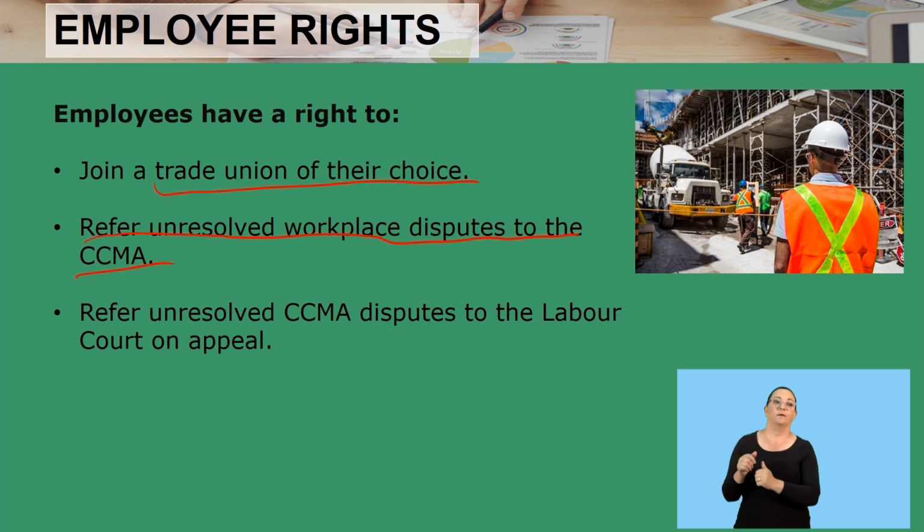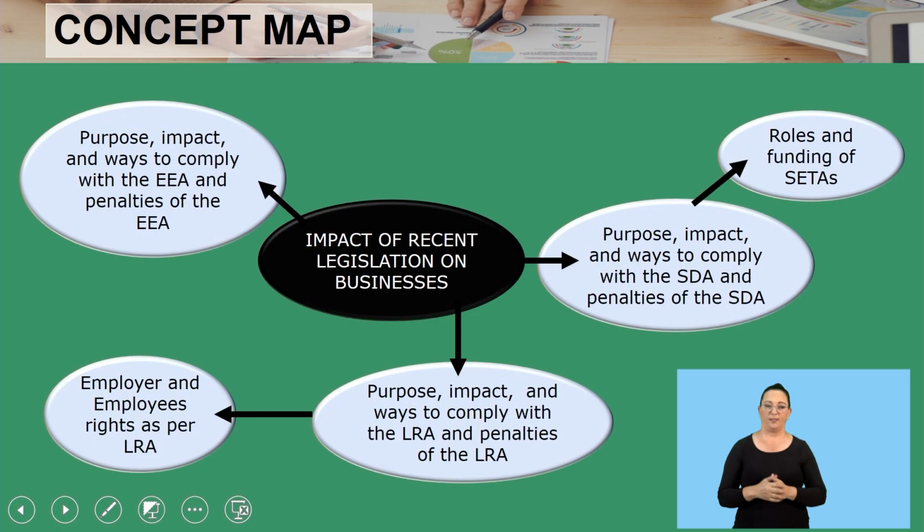So employees have got a right to refer any of these unresolved disputes to the CCMA, maybe being unfairly treated, maybe unfairly dismissed, then they have every right to go to the CCMA. They've got the right to refer unresolved CCMA disputes to the Labour Court on appeal. If they're not happy with what the CCMA says, then they can take it further to the Labour Court on appeal. Right, so we are done with the Skills Development Act, we're done with the Labor Relations Act.